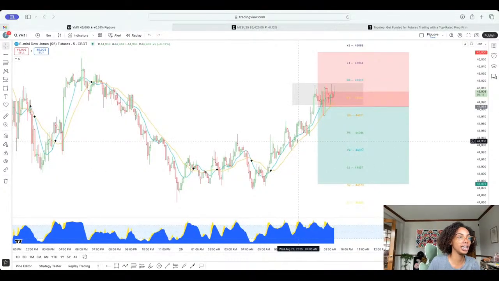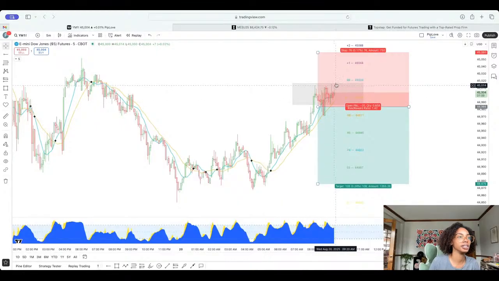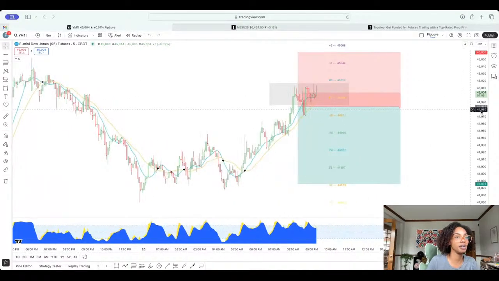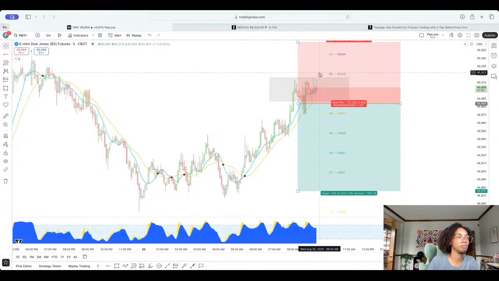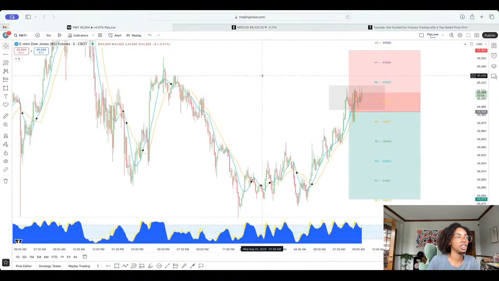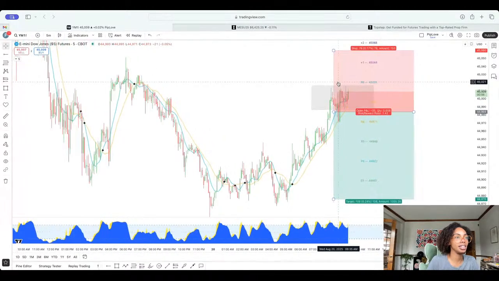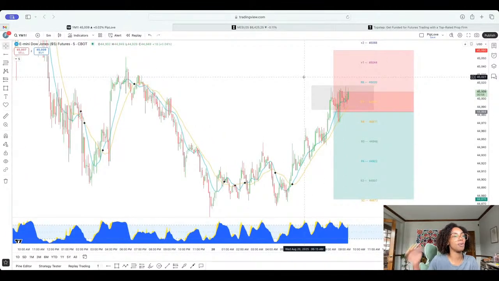Where are we taking the price? To the R8 level. Price kind of reached there. We're pretty near. We're never exact. So this trade idea would have been great. It's reaching that target point. But now at this R8 level, this is where I'm anticipating a sort of a pullback.